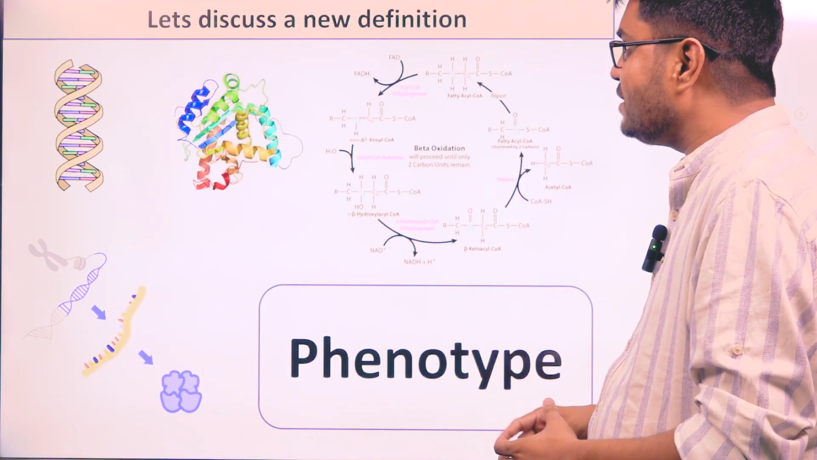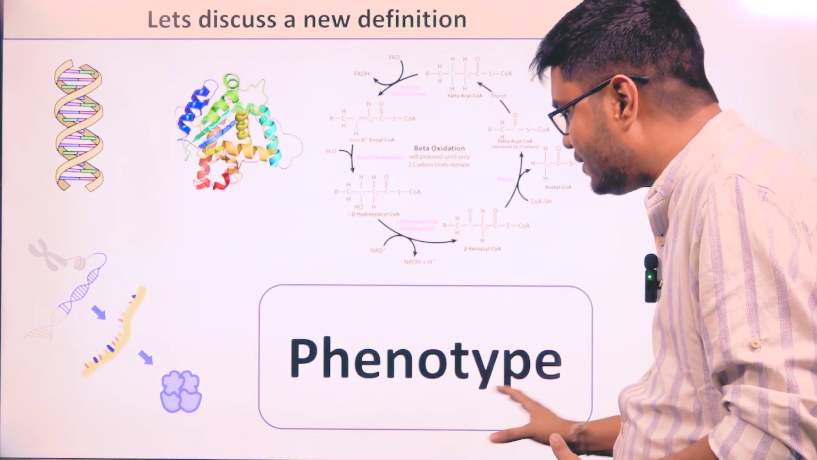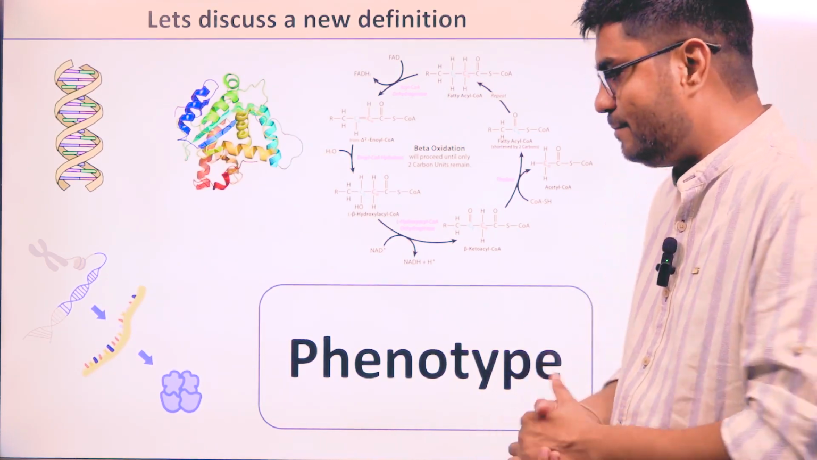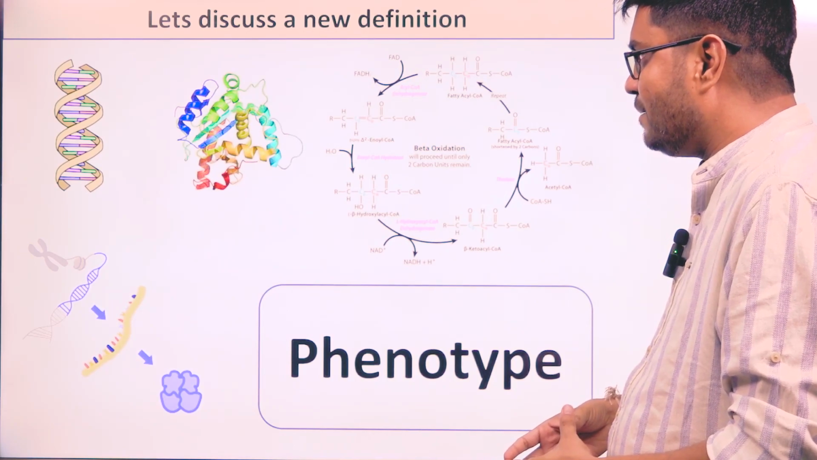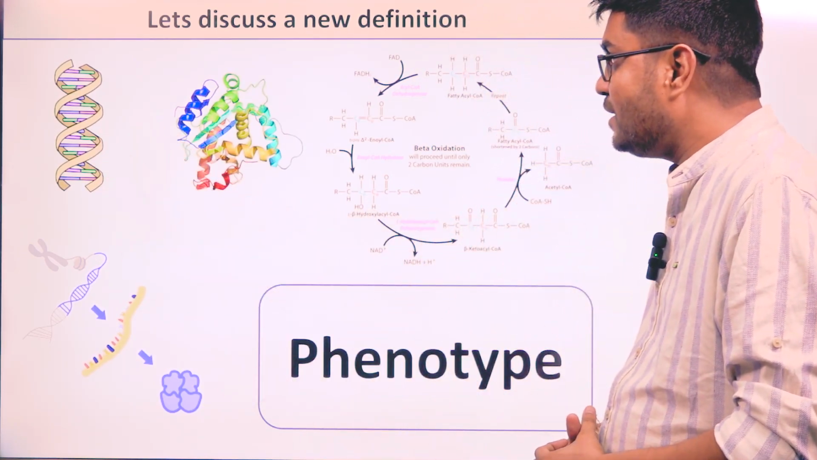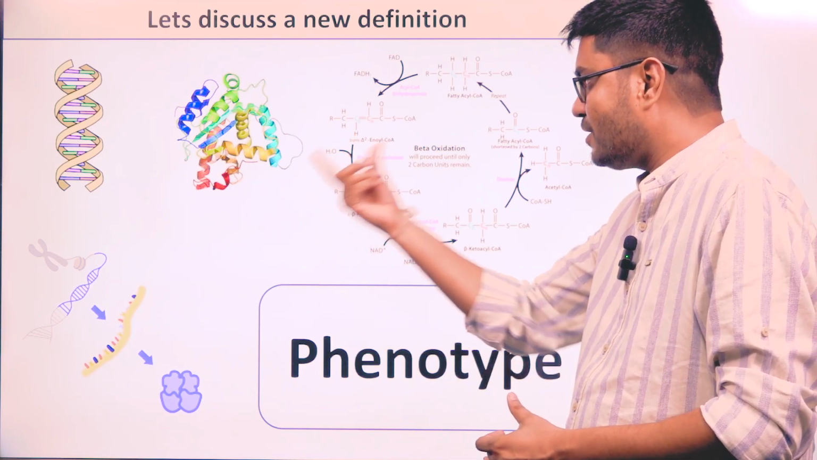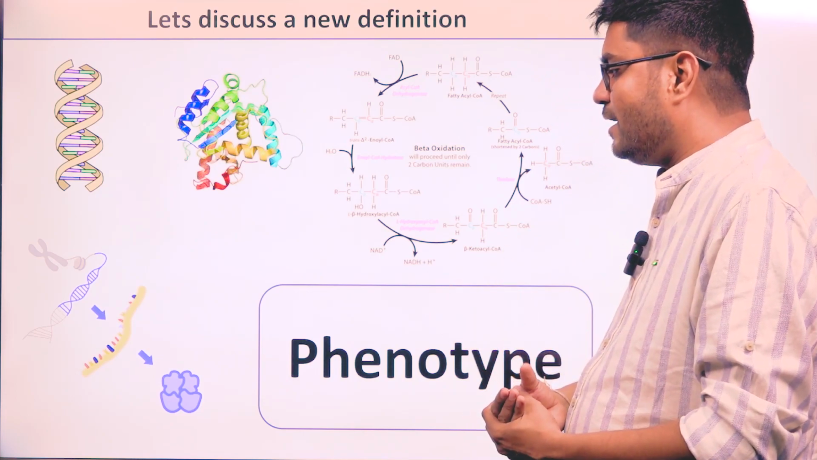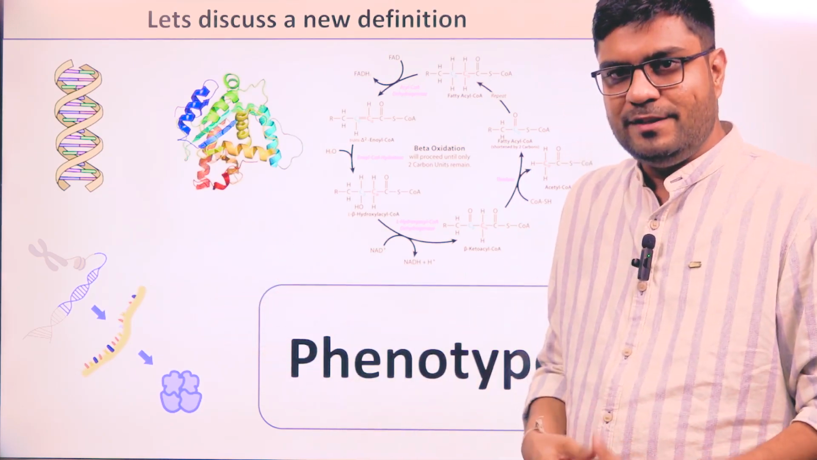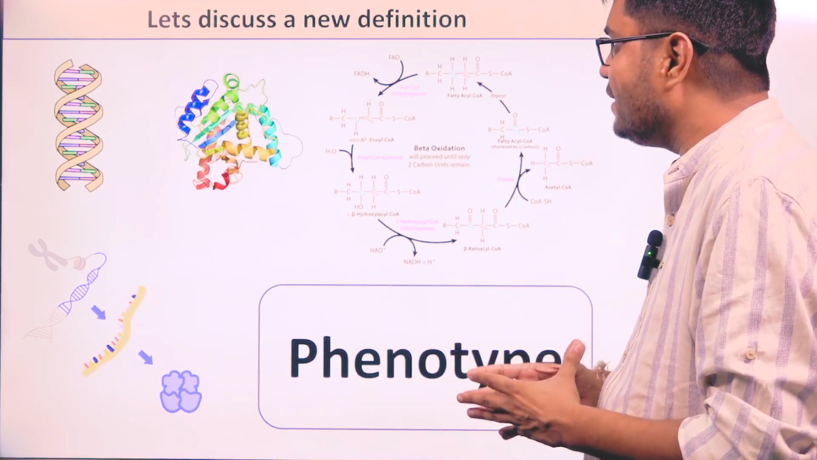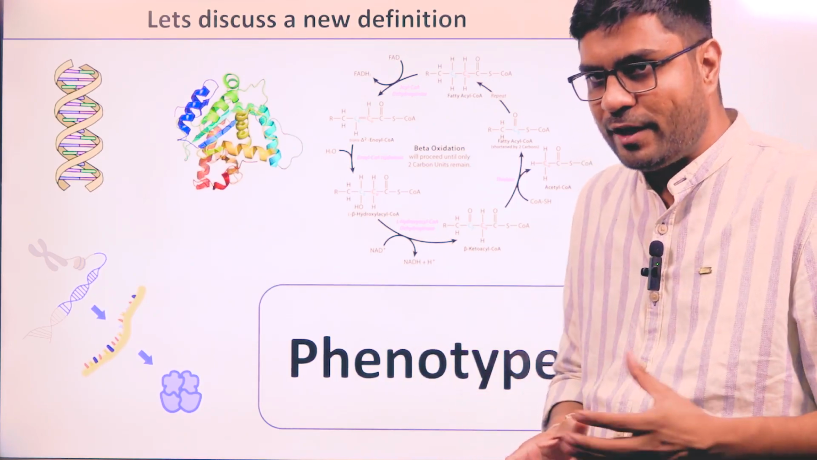So we will discuss a new, interesting definition which works most of the time for the phenotype, by using the knowledge of DNA and its sequences, the knowledge of protein structure, the knowledge of biochemical pathways, and by utilizing the great central dogma. So let's start making a definition for phenotype.